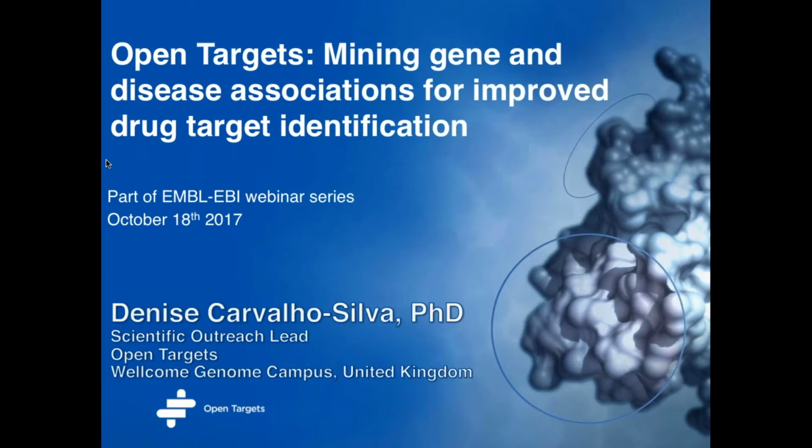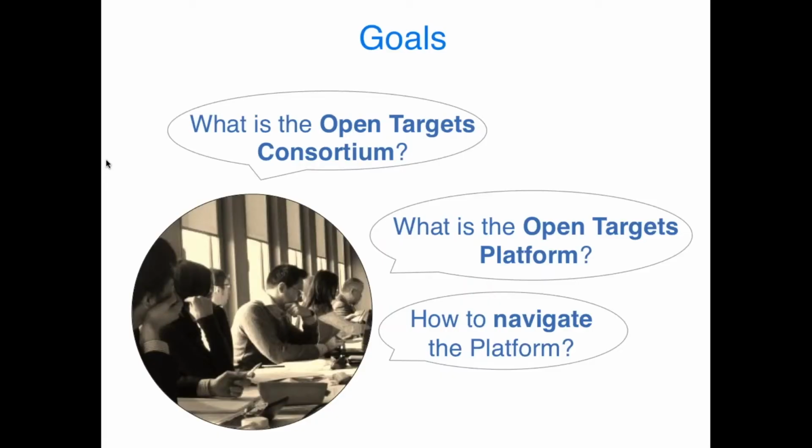Today, as part of this EMBL-EBI webinar series, I'm going to tell you how you can use our OpenTargets platform to find target and disease associations for improved drug target identification. The goals for this webinar are to tell you what the OpenTargets Consortium is, then to focus on the OpenTargets platform, which is a tool that can allow you to find target and disease associations. I'll also go through some live demos to show you how you can navigate the platform.